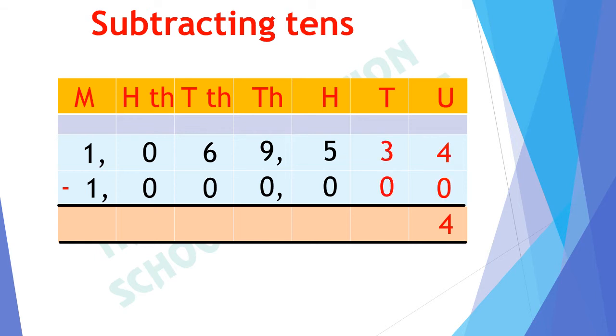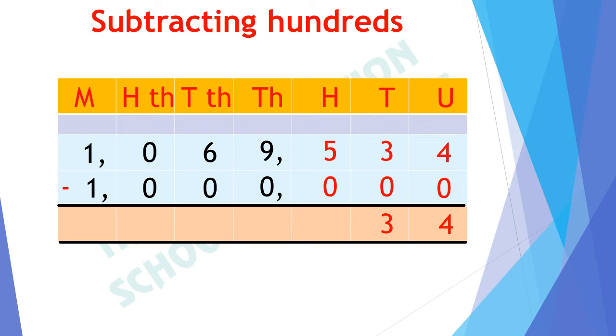Now we will move towards tens. We have to subtract 0 tens out of 3 tens. If we subtract 0 from 3, we get 3. Now we will move towards hundreds. We have to subtract 0 hundreds out of 5 hundreds, and here we are left with 5 hundreds. Now we will move towards thousands. We have to subtract 0 thousands from 9 thousands. If we subtract 0 from 9, we get 9.